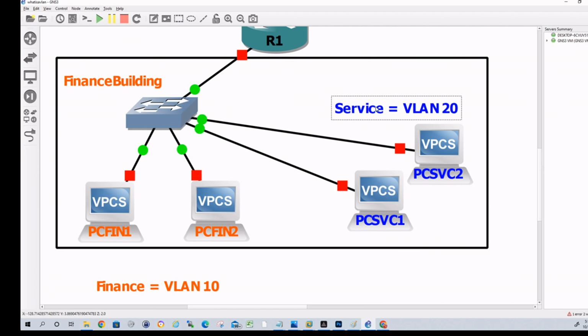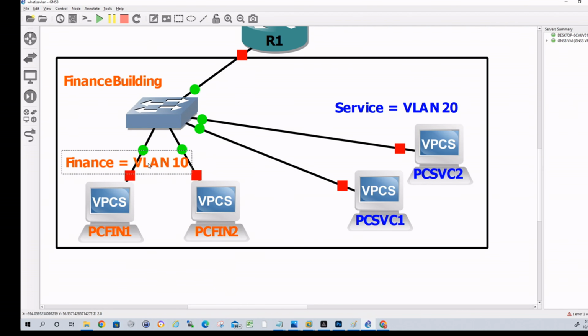So if we put the service department on VLAN 20 and the finance department on VLAN 10, now what we do is we create two VLANs on this layer 2 switch, and then we configure the ports accordingly. So we would put these two ports on VLAN 10 and configure these two ports for VLAN 20. What that does is it logically overlays additional networks, or virtual networks, if you will, on top of the physical network.